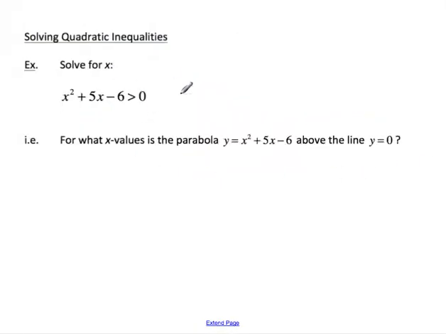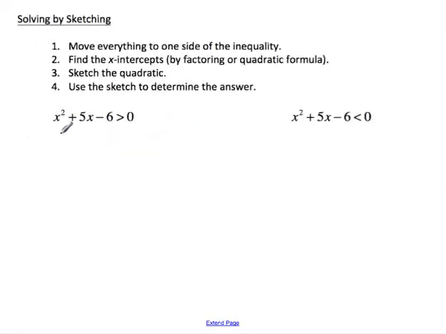So let's now look at quadratic inequalities. If we're asked to solve this inequality, x squared plus 5x minus 6 is greater than 0 for x, we can think of that graphically as we just saw, and in that case it's asking for what values is the parabola represented by the left-hand side of the equation, so y is equal to x squared plus 5x minus 6, we'll call this y1, above, higher on the page than the line y2 is equal to 0. And we know that this is just the x-axis. So now we're asking, when is this parabola above the x-axis? And we're going to solve that by sketching.